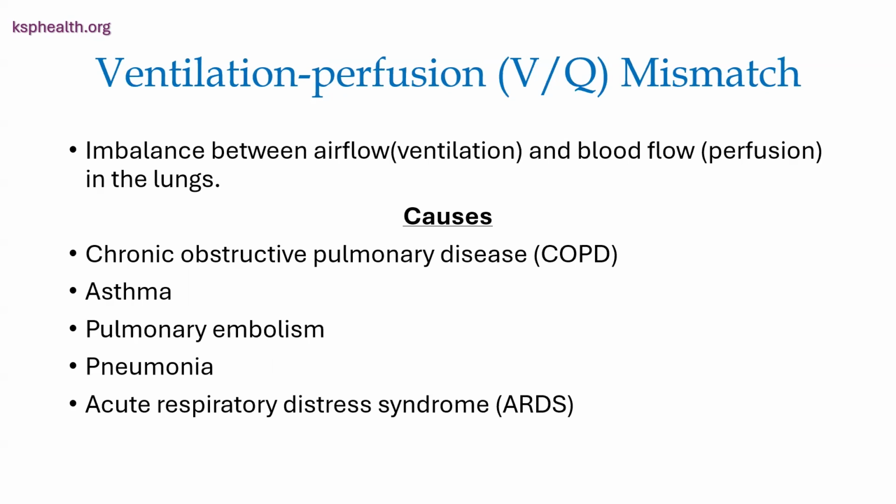The most important is ventilation perfusion mismatch. It's very important to understand what VQ mismatch is. It is when there is an imbalance between airflow, that is ventilation, and blood flow, that is perfusion, in the lungs. I will show you in a diagram to explain it much better. The causes of VQ mismatch: chronic obstructive pulmonary disease, asthma, pulmonary embolism, pneumonia, and acute respiratory distress syndrome.